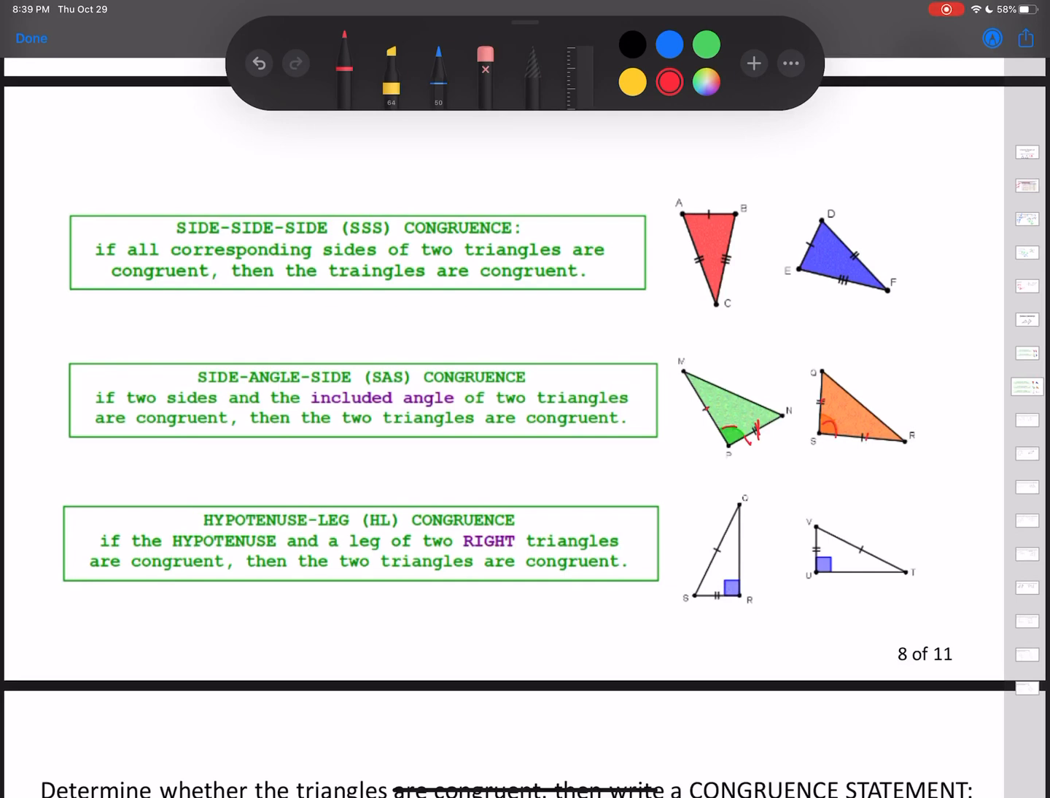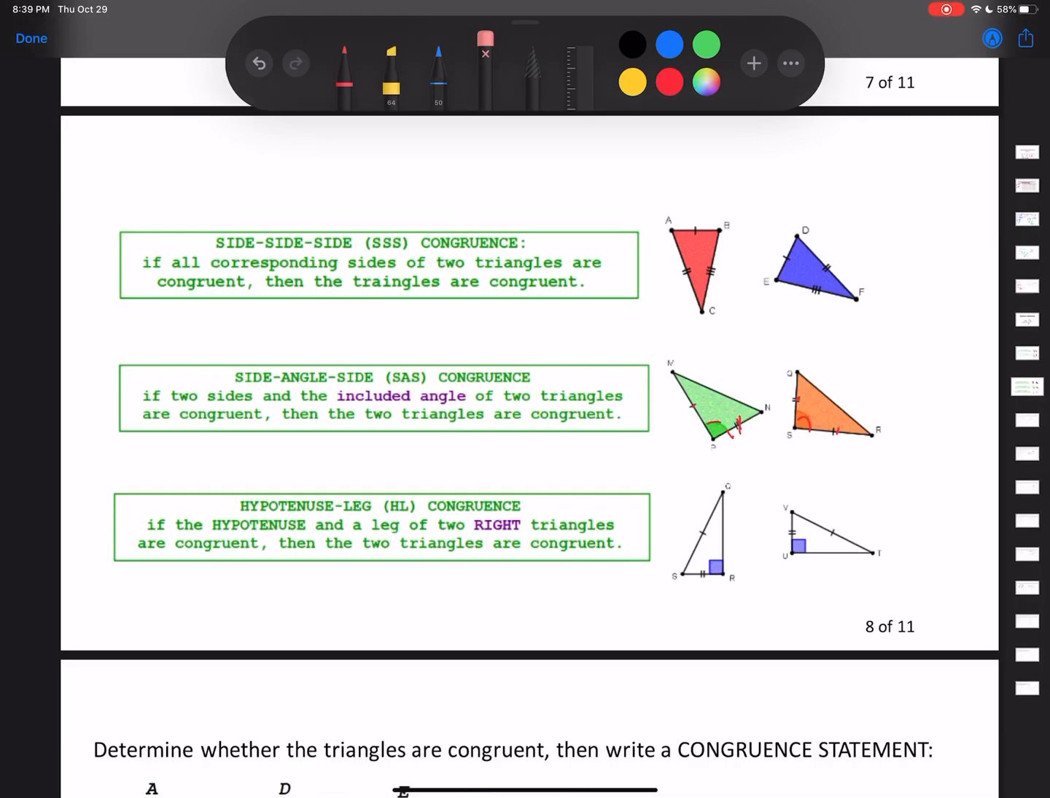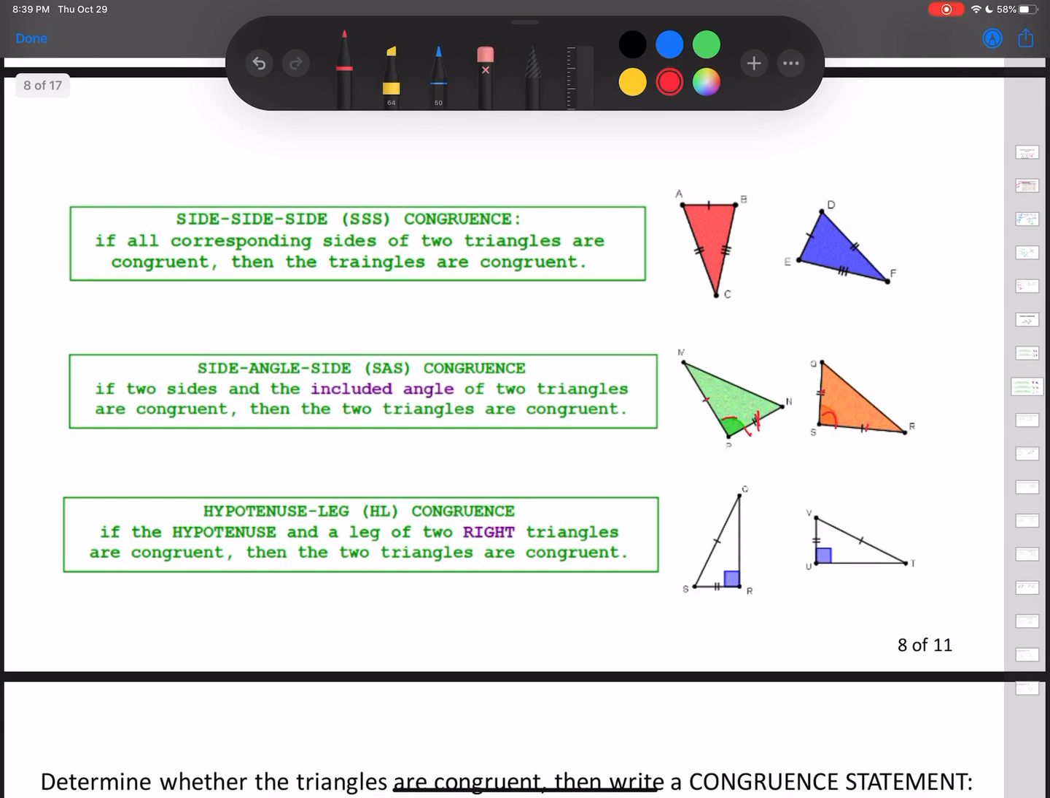And the last one is called hypotenuse leg. Anytime you see a right angle, your brain should trigger to think hypotenuse leg. It's not always hypotenuse leg, but we have a leg of a triangle and the hypotenuse is always directly across from the right angle.